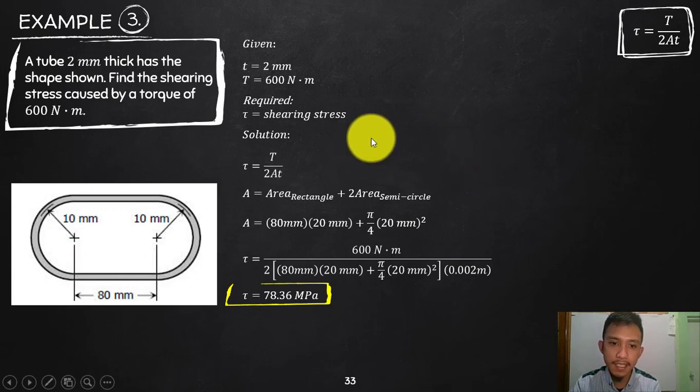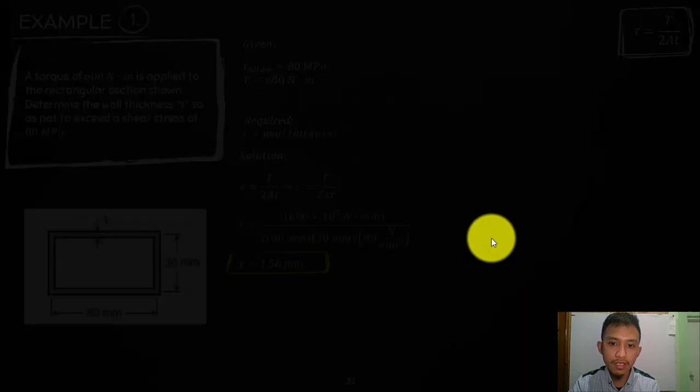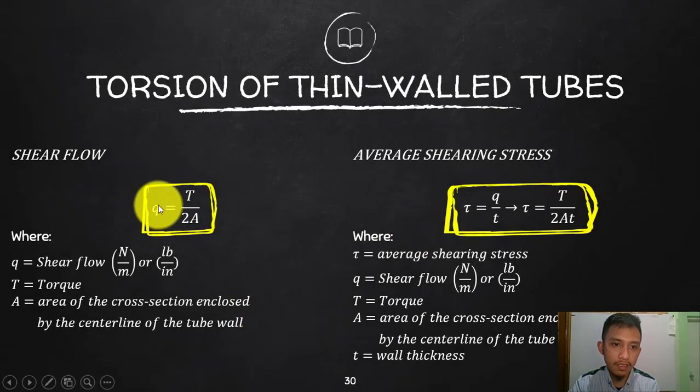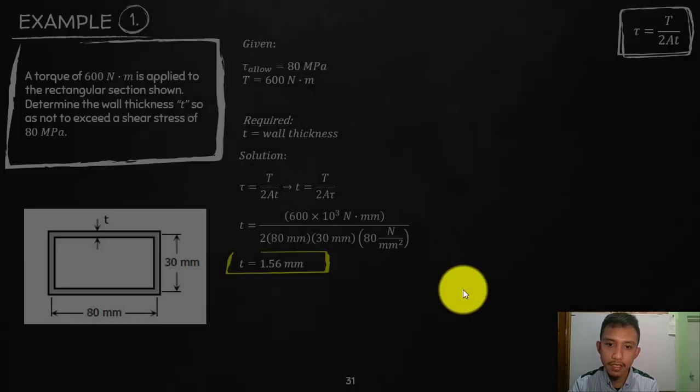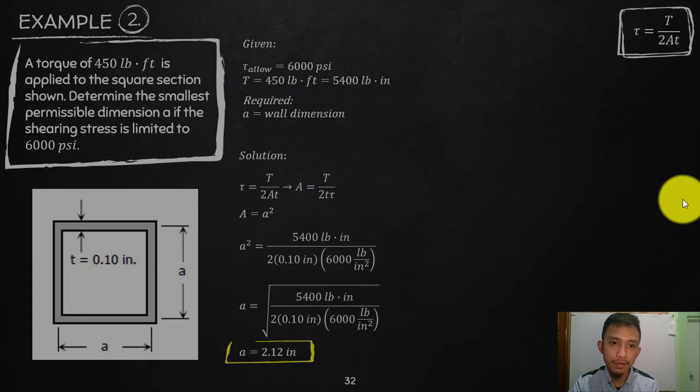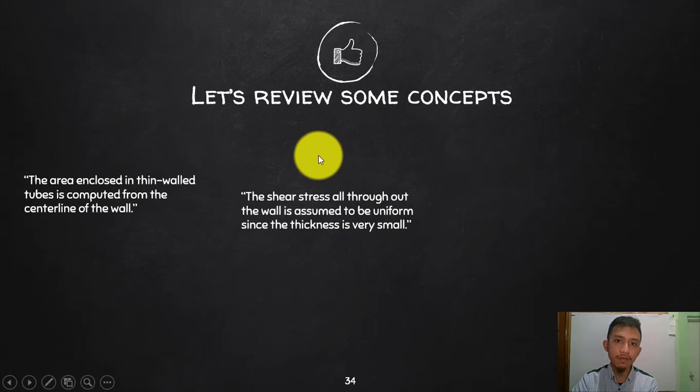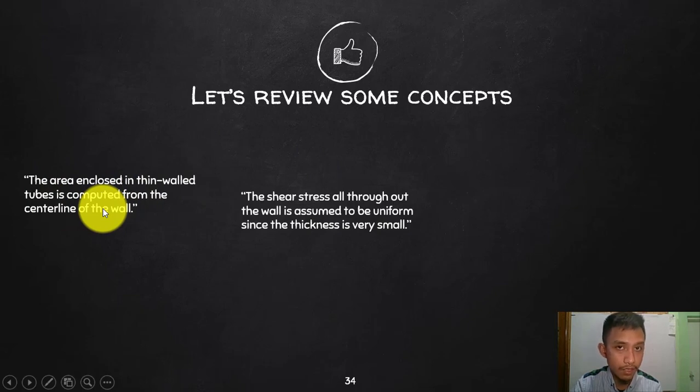Okay, so that's it for thin walled materials. As simple as this. Shear flow, as I've said, is the distribution of shear, and if you consider it to be uniform, that is your average shearing stress. So this is used to derive your average shear stress for thin walled tubes. Let's review some concepts. The area enclosed in thin walled tubes is computed from the center line of the wall. That is important. The shear stress throughout the wall is assumed to be uniform since the thickness is very small. So that is what I've discussed.